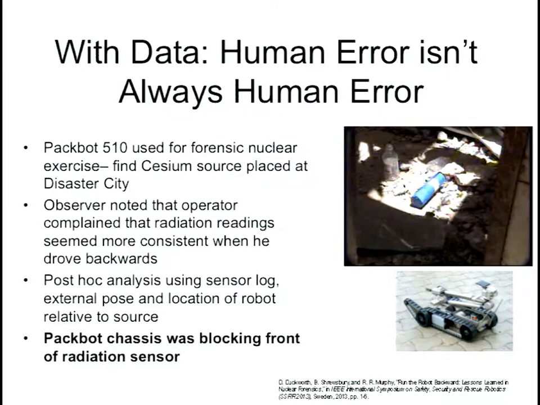The operator was doing better when he was going backwards. The front of the chassis of the PackBot actually blocks that sensor. That sensor was built for people to carry in their hands, and so the blocking from a sensor mast or its mounting hadn't really been thought of, because that's not normally how you use some of these sensors.